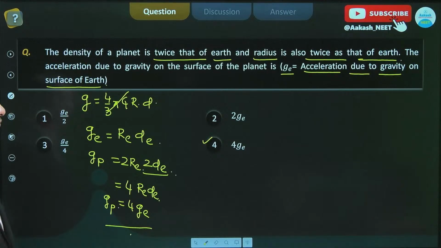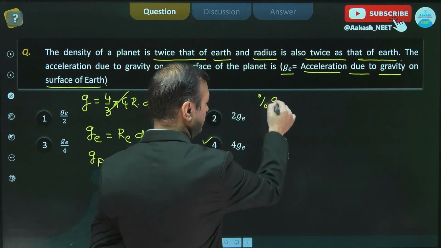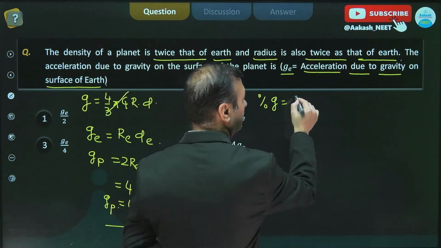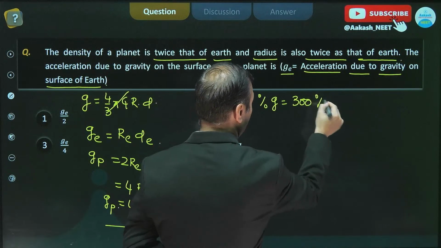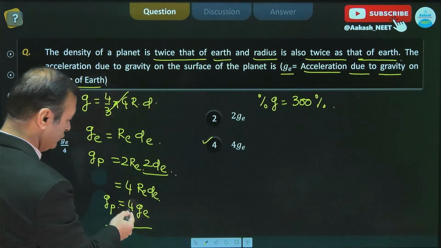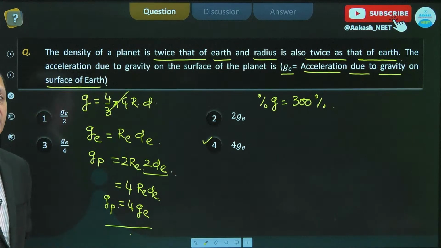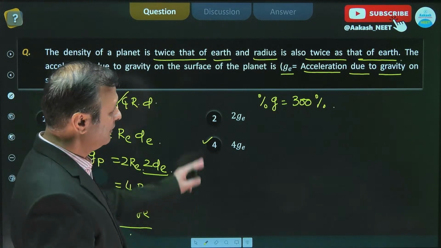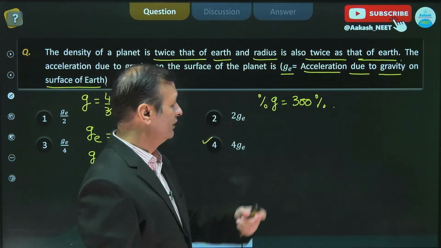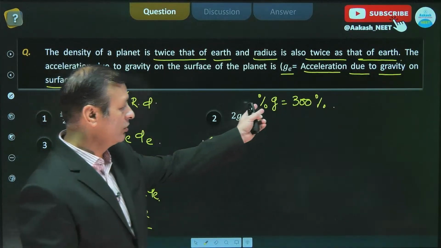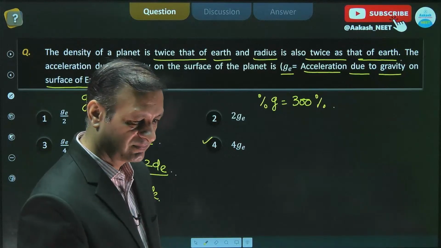It can be asked like, what is the percentage change? Percentage change in g is 300% again, because this is 4 GE minus GE by GE into 100. So that would give you 300% more as compared to acceleration due to gravity on the surface of Earth. So this is, we are talking about planet. Any doubt from this part?